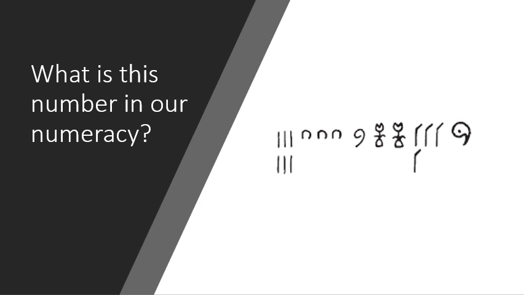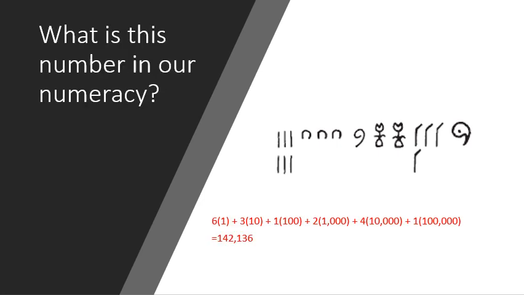So let's say we have this writing on the wall. What is this number in our numeracy? How do we write this number in modern times? To make sense of that, we'll just take a look at the symbols. The six vertical lines, of course, would represent the number 6. And this is 10 to the power 0. Then the curves, since we have 3, we multiply that 3 times 10.